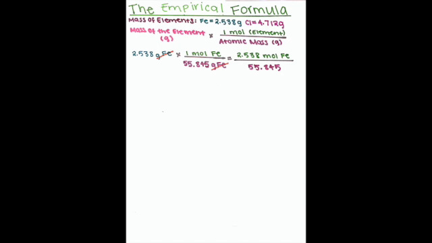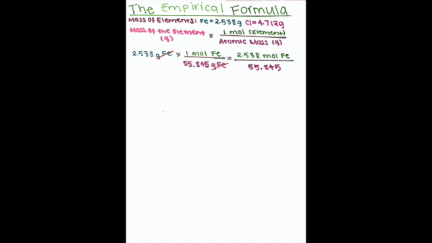Now, since we have grams of iron on the top left side and also grams of iron on the bottom right side, we are just going to cancel those out, and that's going to be equal to 2.538 moles of iron divided by 55.845. And that is going to be equal to 0.04544722 moles of iron, but we're going to round that to 4 decimal places, so we have left 0.0454 moles of iron.